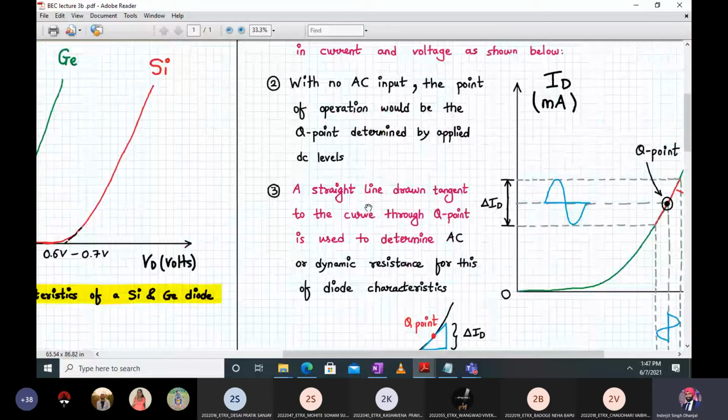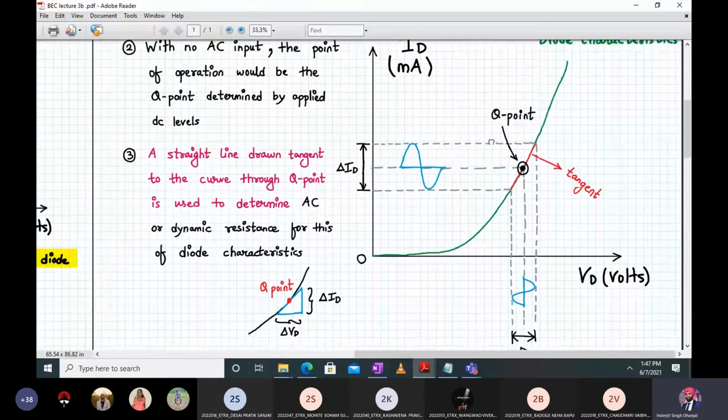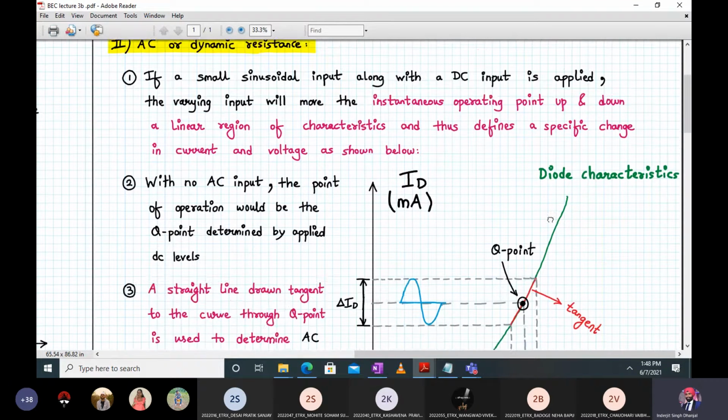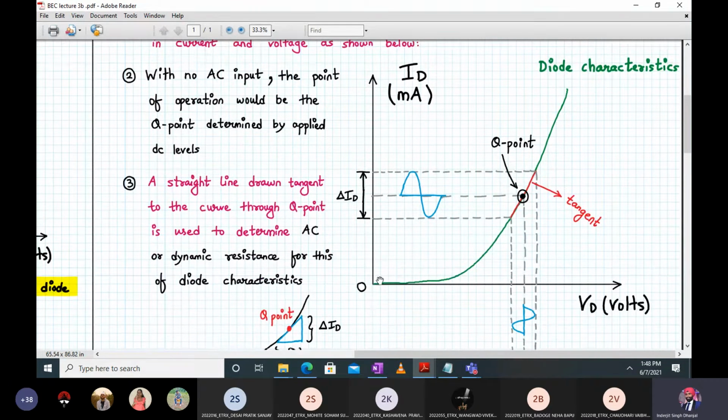Now let us go to the next part, which is the AC or the dynamic resistance for the diode. Let us concentrate on the characteristics. This is my diode characteristics, the green curve. I was talking about the Q point. Eventually, with diodes we have to apply some AC voltage. Its applications we know: rectifiers, clipper circuits. So eventually we will be applying a voltage across the diode.